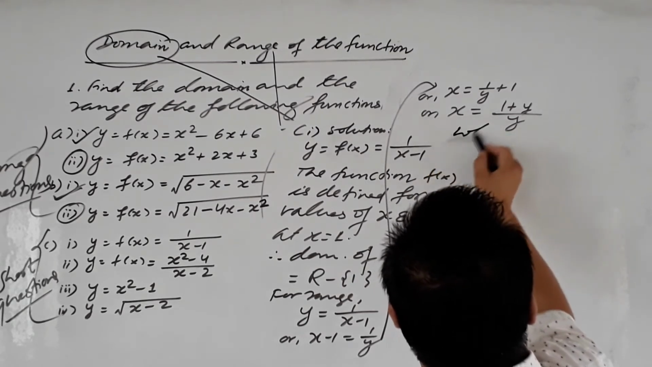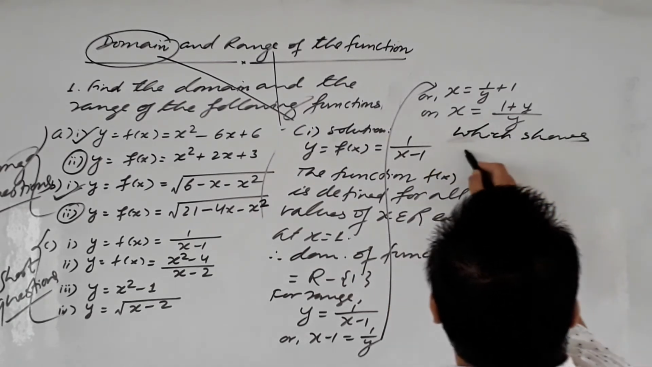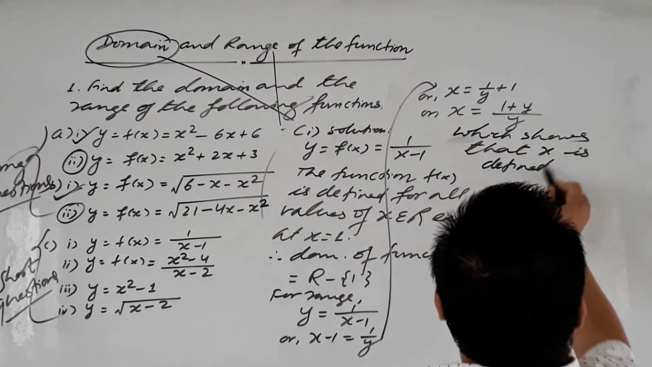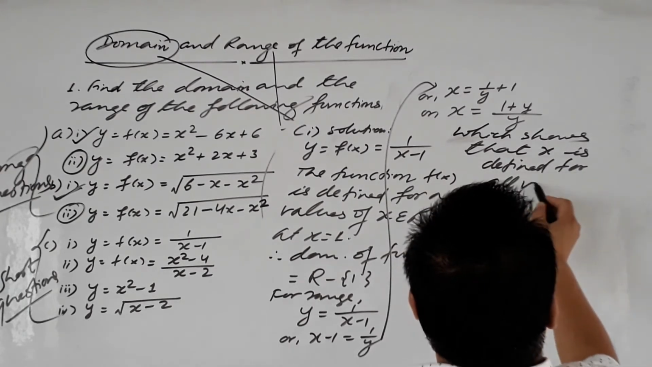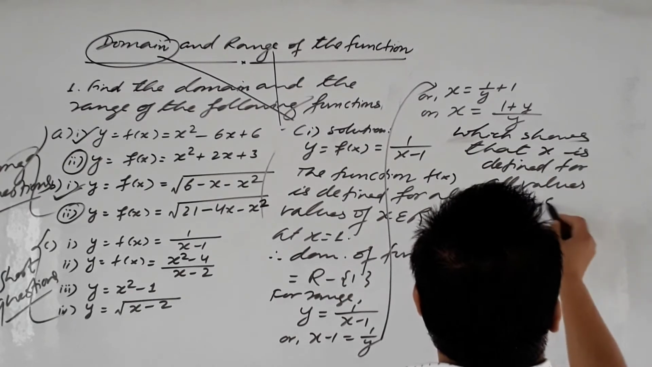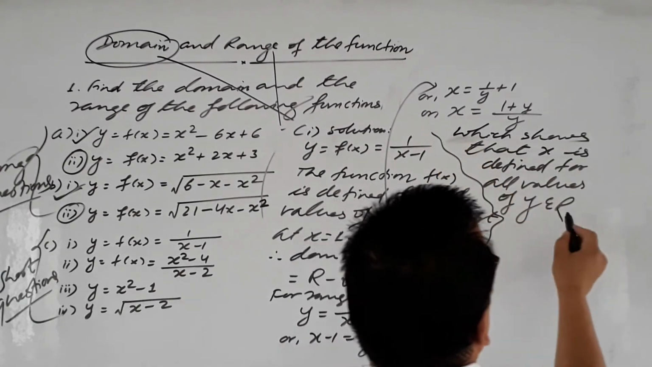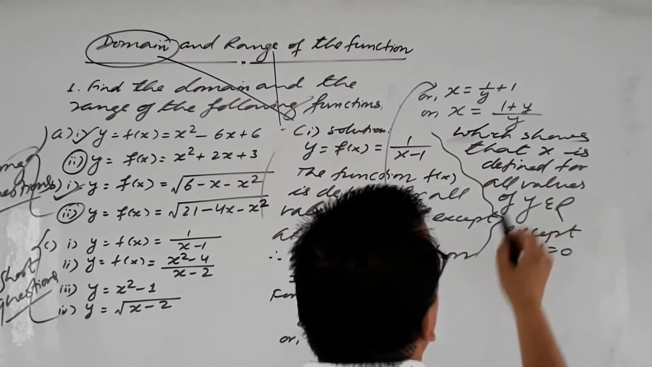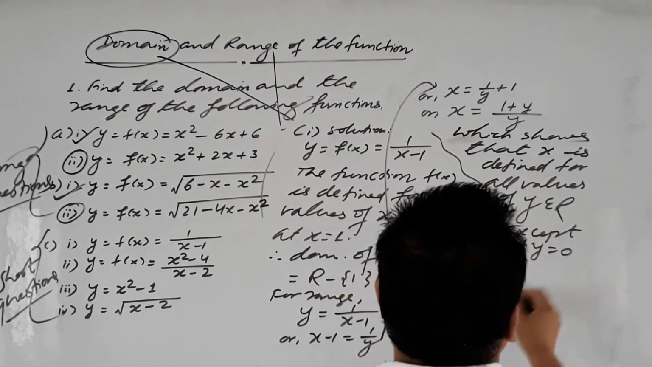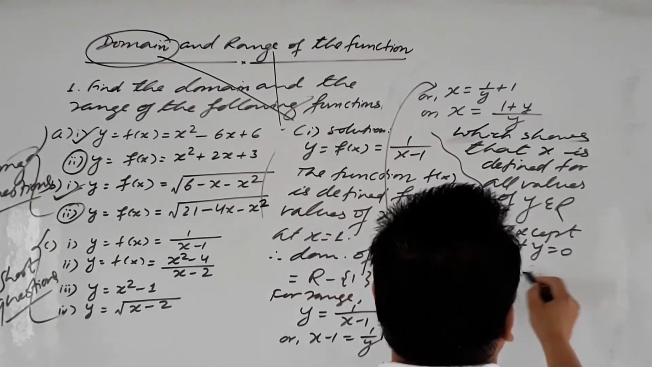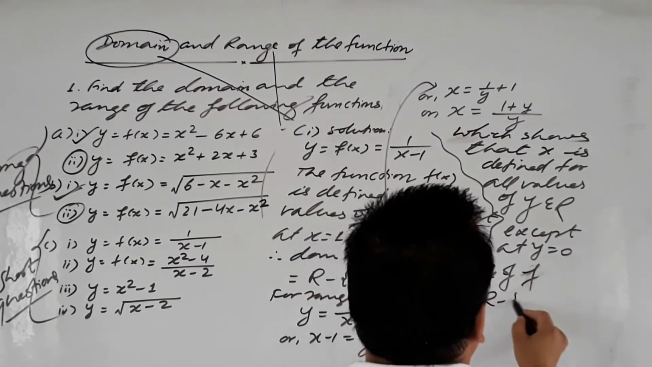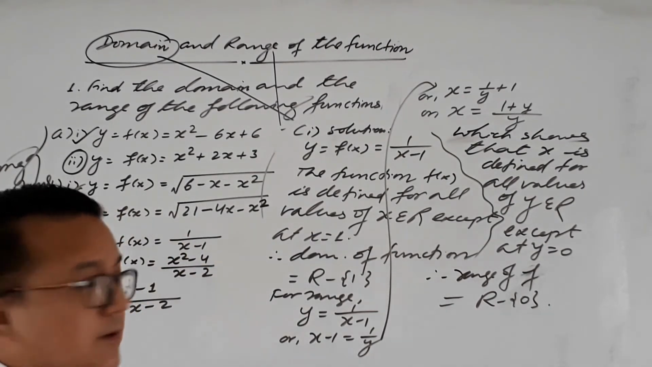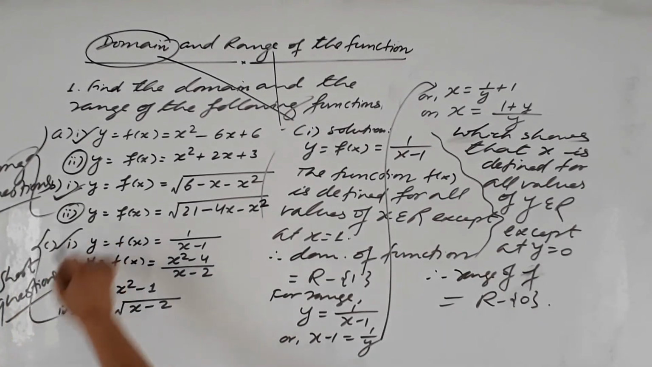This shows that x is defined for all values of y belonging to R, except at y equals 0. So y can never go to 0. Therefore the range of the function equals R minus the set of 0. So this type of question you can do like this. This question is also done.